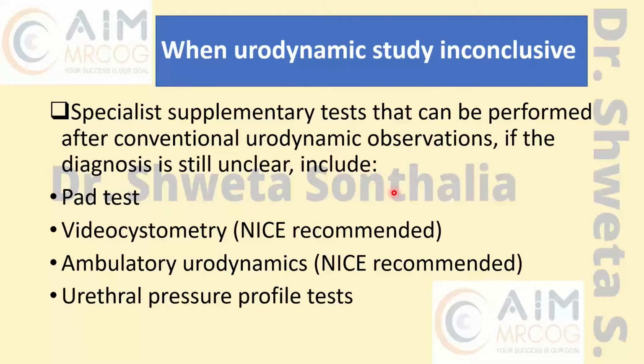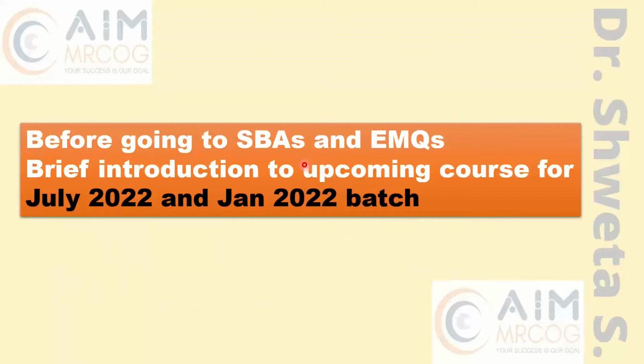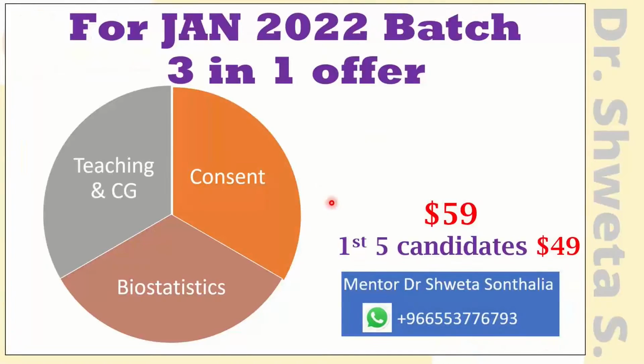Now you will be solving all the SBAs and EMQs of urodynamics, and I want you all to retain all the pressures and measurements so that you can interpret them in the question. So let us take a break so I can understand how much you are remembering, and we will go through the upcoming courses of MRCOG. Before going to this, we will just see what I have for July and Jan batches.